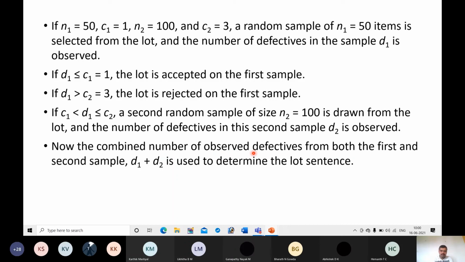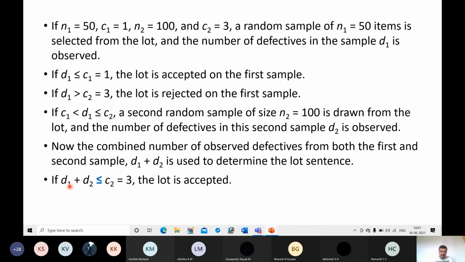Now the combined number of observed defectives from both the first and second samples is used to determine the lot sentence. That means you are going to make a decision whether to accept or reject the lot. If D1 plus D2 is less than or equal to C2, that is 3, the lot is accepted. For example, if D1 is 1 and D2 is 2, you can accept the lot because C2 is 3. D1 plus D2 is also 3, so it is equal, you can accept.